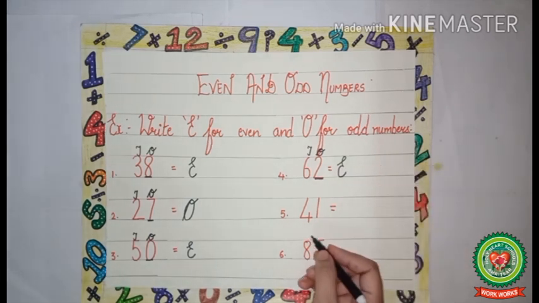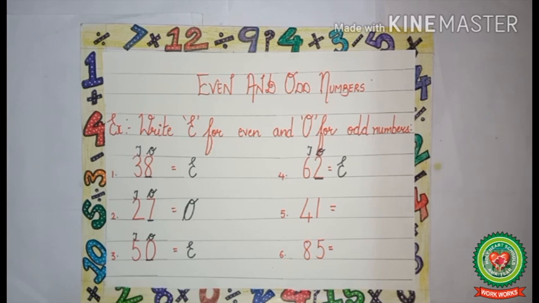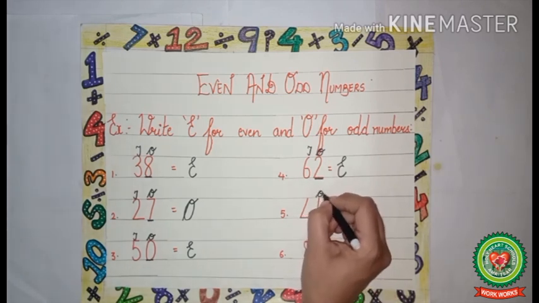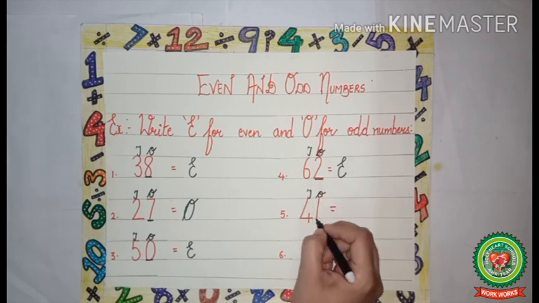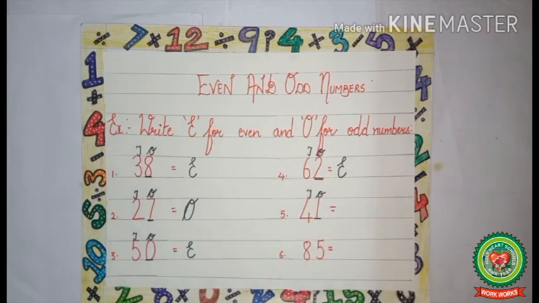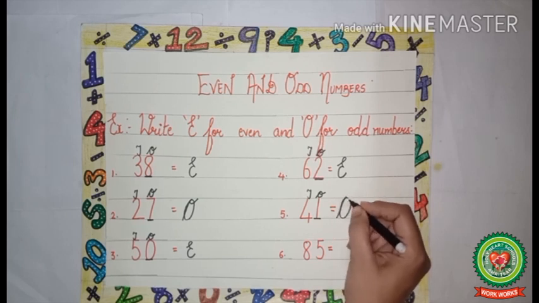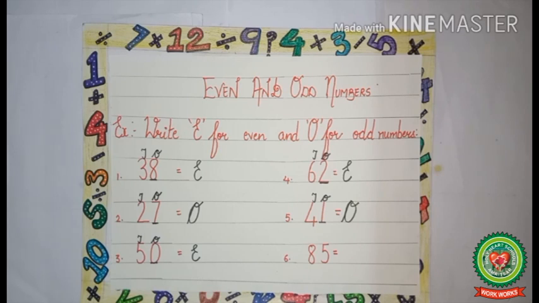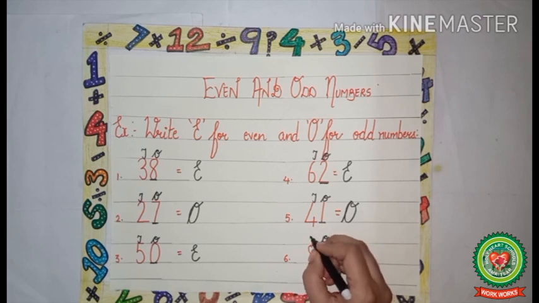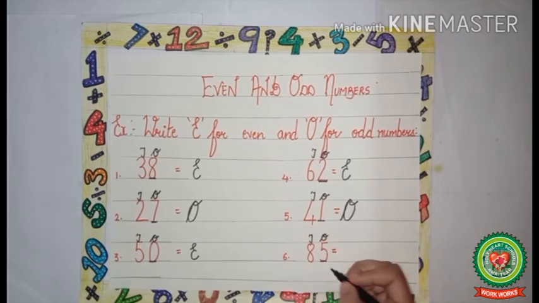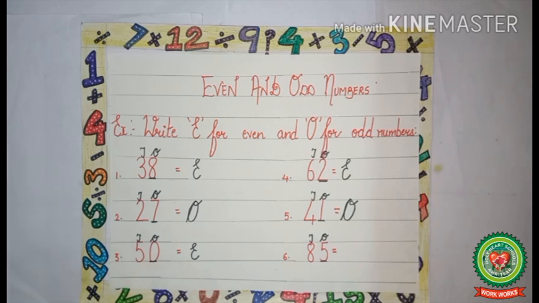Number 5th is 41. Now again we will write the place value chart, ones and tens. Now at ones place the number is 1 and 1 does not come in the table of 2. So we will write O here. Next is 85. Again we will write the place value chart first, that is ones and tens. Now here at ones place the number is 5 and 5 does not come in the table of 2. So it is an odd number. So we will write O here.